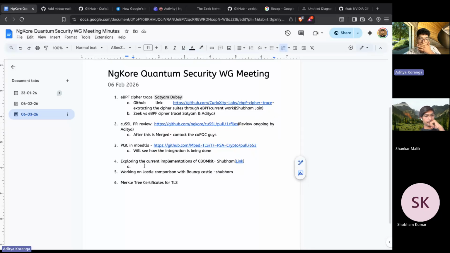Yes, the next thing is Shubham, you were exploring the current implementation of CBOM kit, and I know you have already made some blogs on it. Would you like to tell a few words about the ongoing progress and what's next? Yeah, Aditya. The implementation is done, and I've also added the support for OpenSSL. The only thing left is that I have raised a PR in the Sonar CXS plugin, and it is not merged yet.